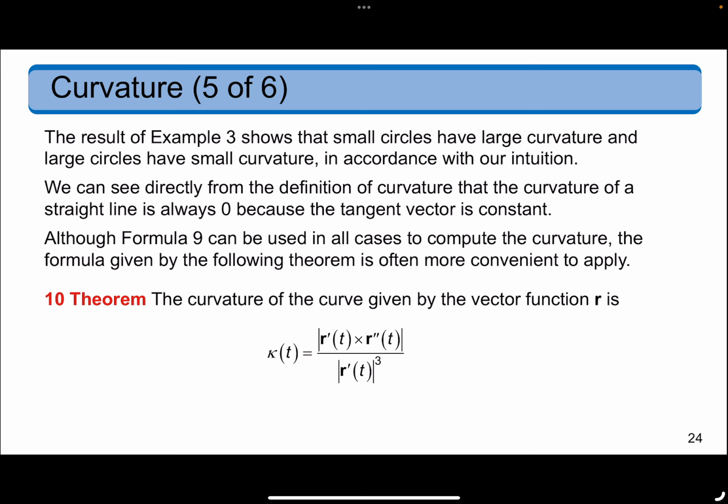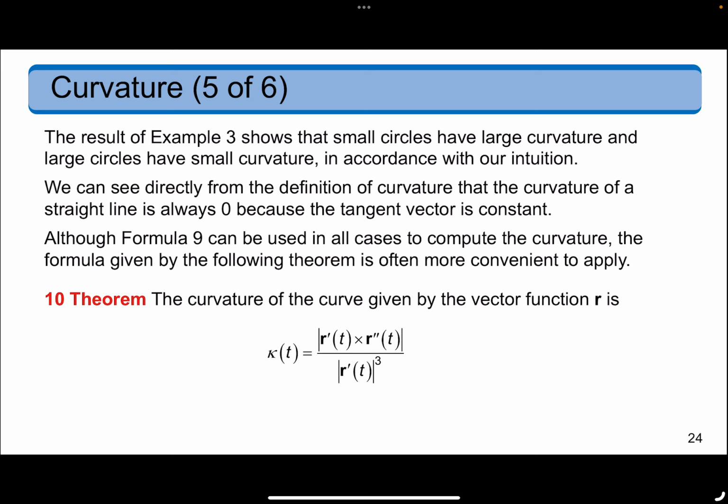The result of example 3 shows that small circles have large curvature and large circles have small curvature. In accordance with our intuition, we can see directly from the definition of curvature that the curvature of a straight line is always 0 because the tangent vector is constant.